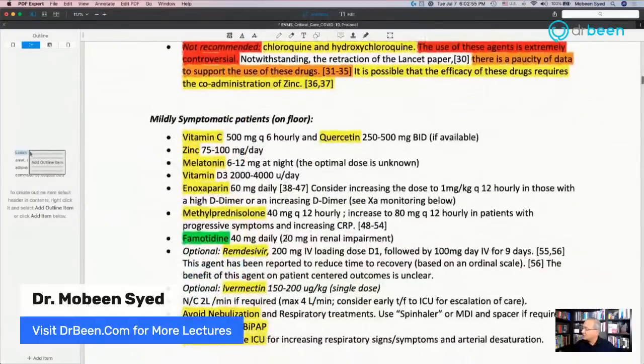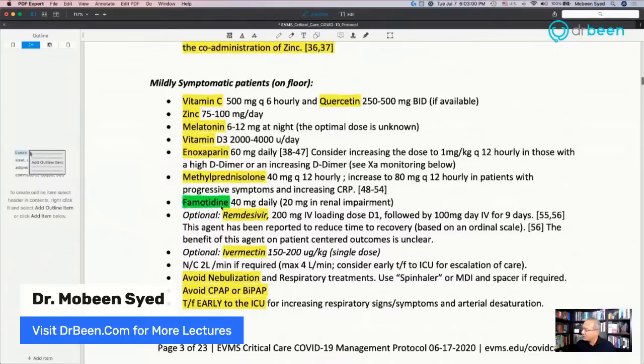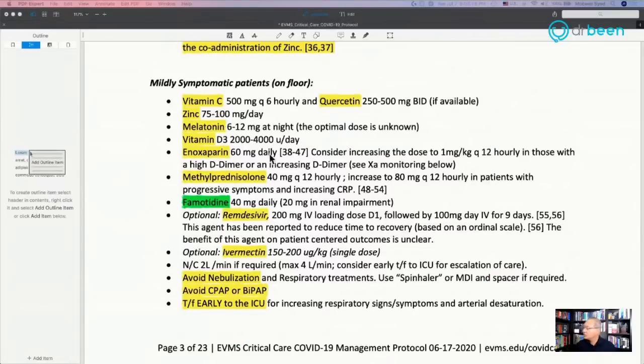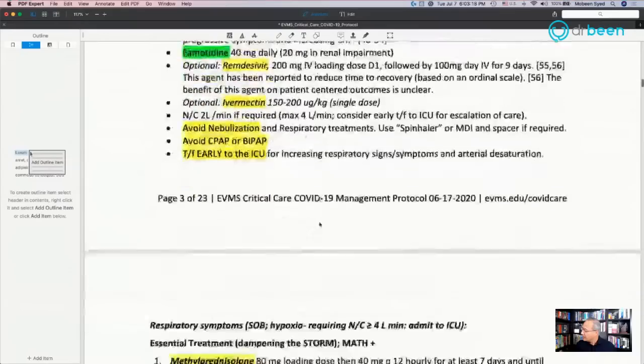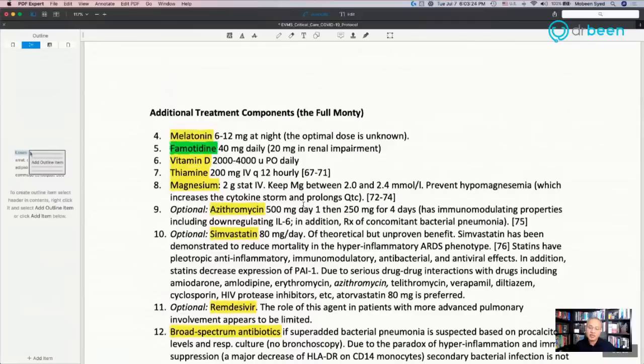If I continue here, these are the mildly symptomatic patients, inpatient management. Here in green, once again, Famotidine 40 milligram daily, 20 milligram in renal impairment. We'll talk about how Famotidine is secreted or removed by the kidneys, so in patients with renal impairment it is important to adjust the dose. And finally, this is their full Monty, the whole list of drugs, and in that, Famotidine 40 milligram daily, 20 milligram in renal impairment.